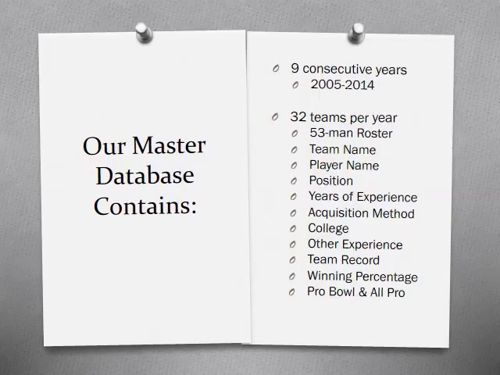The first step in our project was to accumulate a master database. Our master database contains 9 consecutive years, starting in 2005, going through 2014. For each year, the factors that we collected contain 32 teams per year, a 53-man roster, the team name, the player name, the position, years of experience, acquisition method, the college, other experience, team record, winning percentage, Pro Bowl, and All-Pro players. From this master database, we analyzed and compared teams in the NFL in an effort to decide whether it is better to make or buy NFL players to win championships.